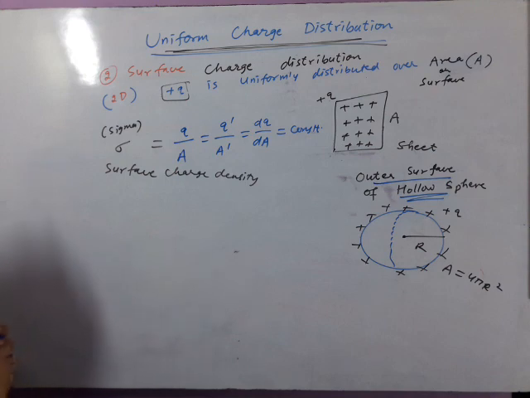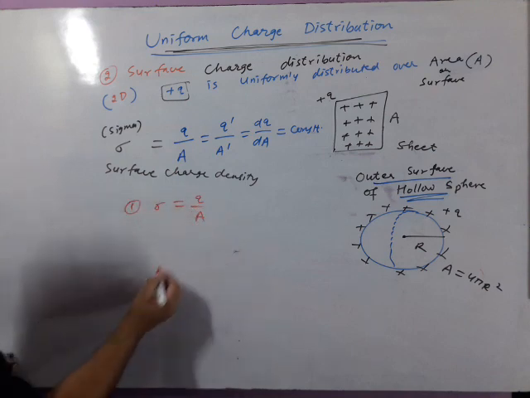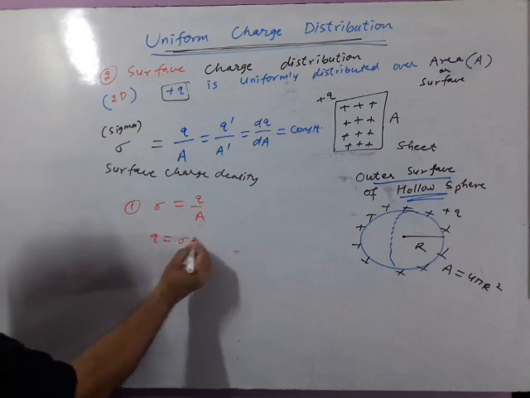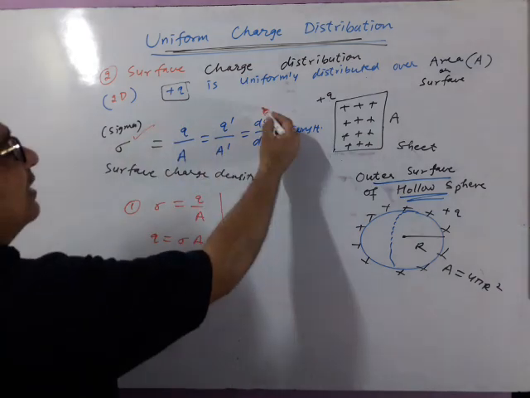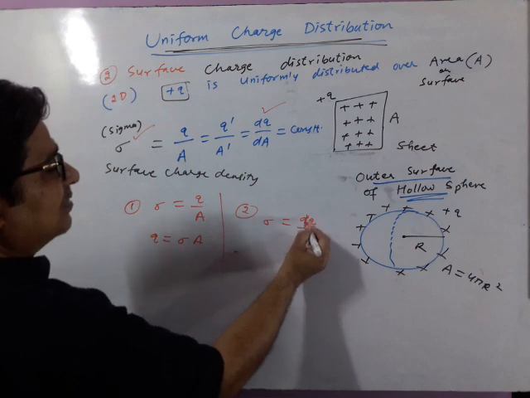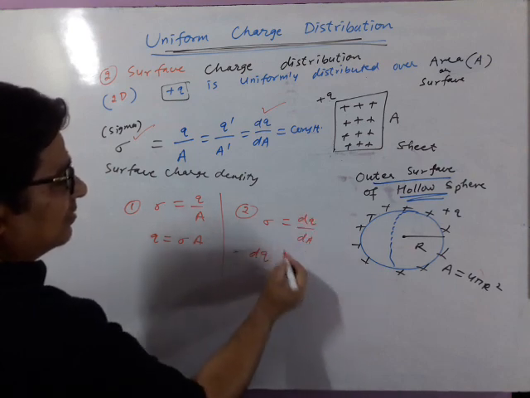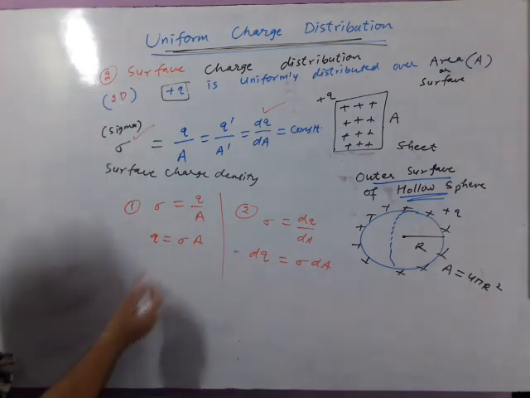So again 2 points in this. First, sigma is q upon A. We will be using these things. So q will be sigma into A. Point number 2. See this, sigma is dq by dA. So dq will be sigma into dA, where dA is small area and A is total area.